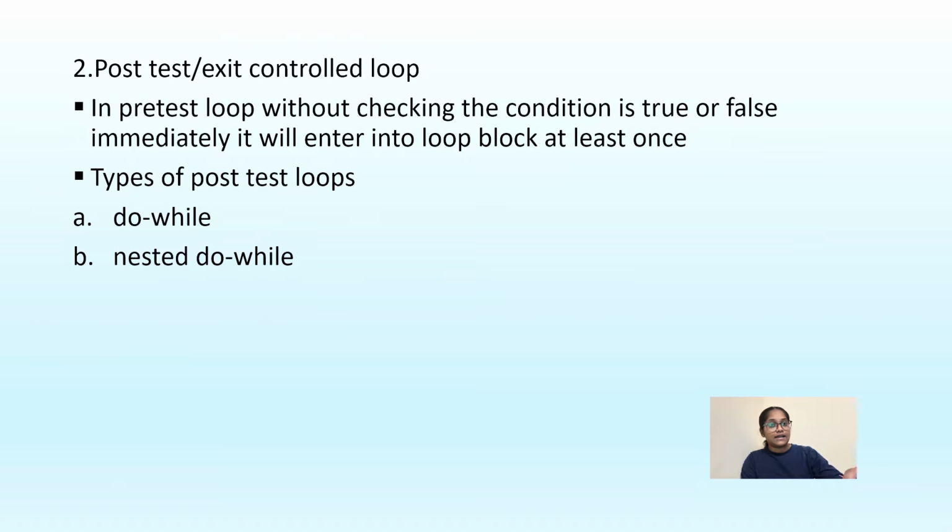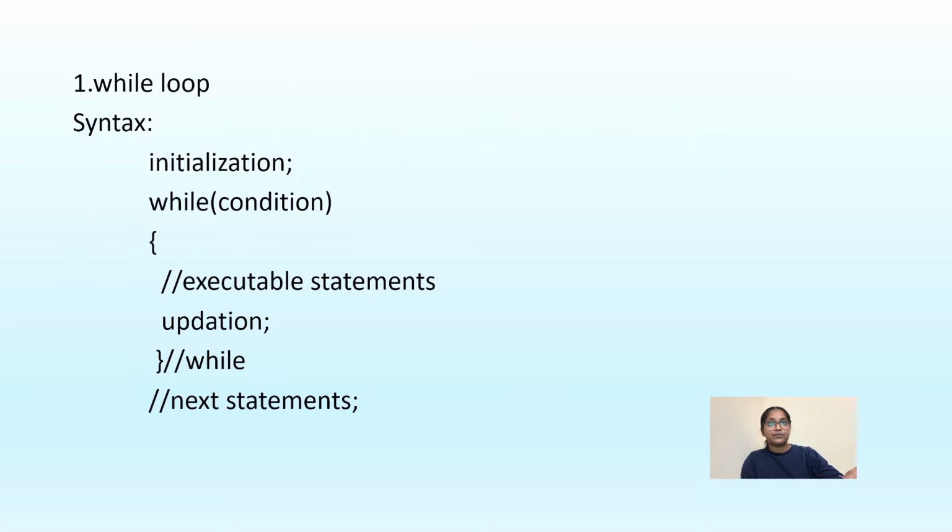Then the second type of looping statement is post-test or exit control loop. In a post-test loop, without checking whether the condition is true or false, it will immediately enter into the loop block at least once. Types of post-test loops: do while and nested do while.